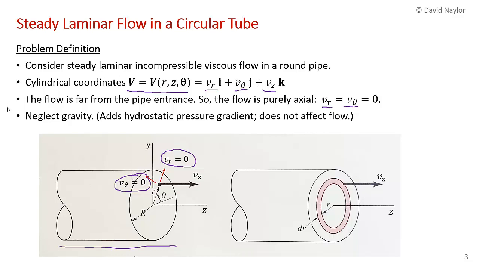And we're going to neglect gravity. So we're going to ignore gravity effects. That's not because we have to, but it just makes the derivation simpler. If you add gravity in this problem, what you get is a hydrostatic pressure gradient in whatever direction you put gravity, but it does not affect the flow at all, so we might as well leave it out.